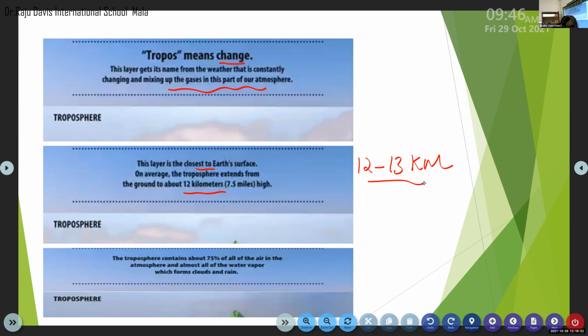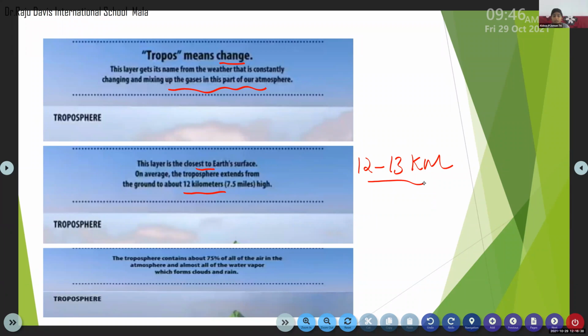Almost all the weather phenomena, rainfall, fog, hailstorm, wind, rain, occur in this layer. This layer is very close to the earth's surface. The air we breathe exists in this layer. The term tropos means change, because the weather phenomena are always changing in this layer.